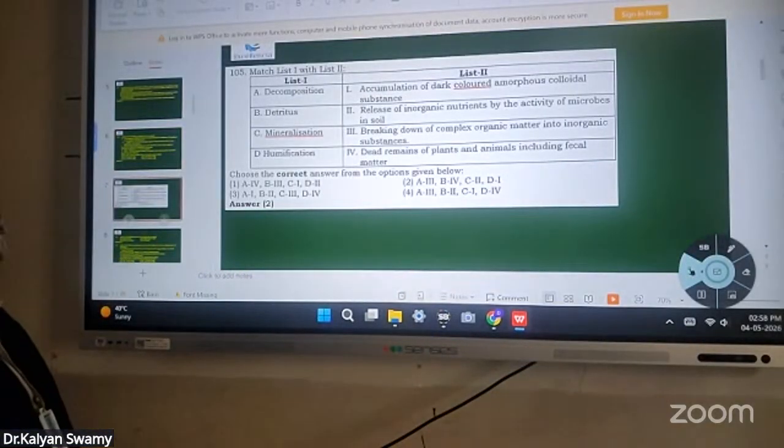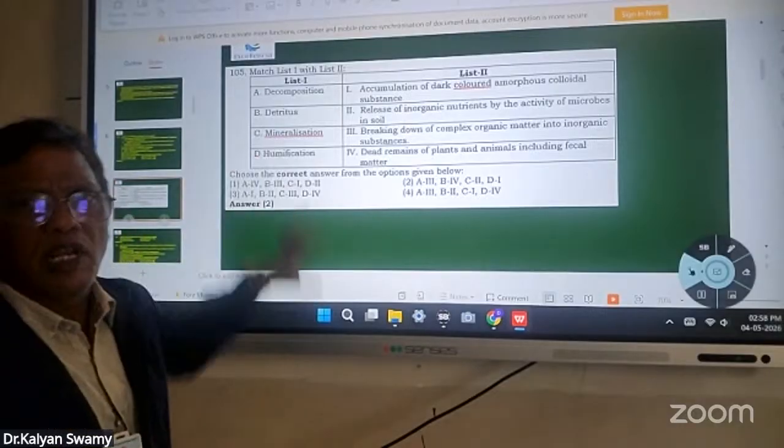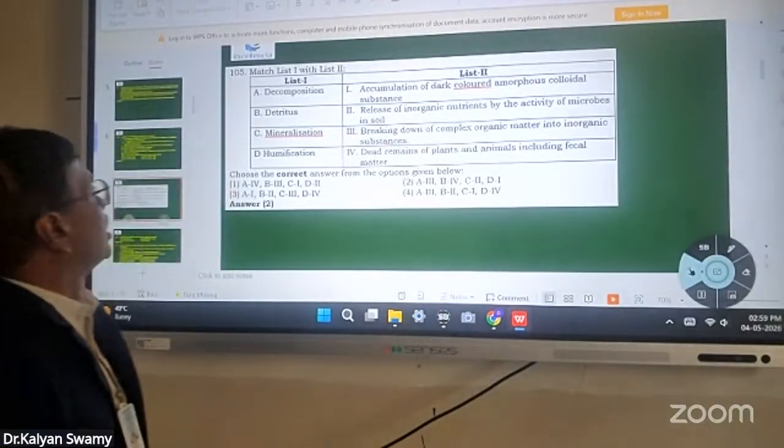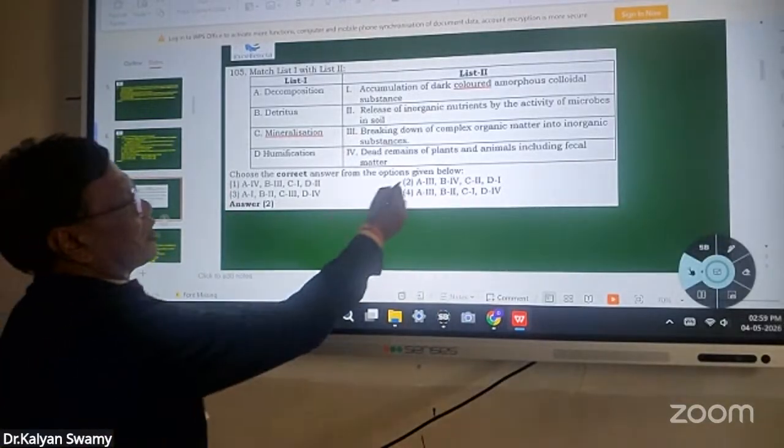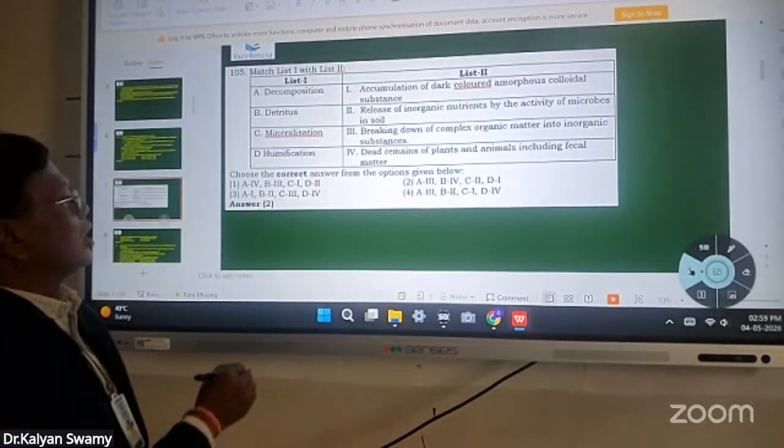Next is the matching type: decomposition, detritus, mineralization, humification. All are very clear definitions known to us. What is detritus? Dead remains of plants and animals, including fecal matter. B is the flow. B is the flow.